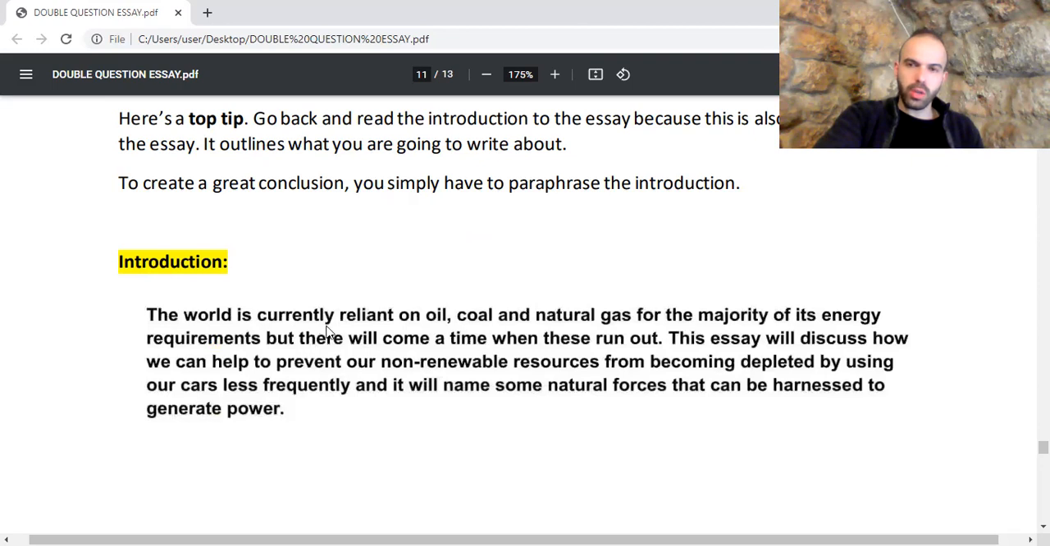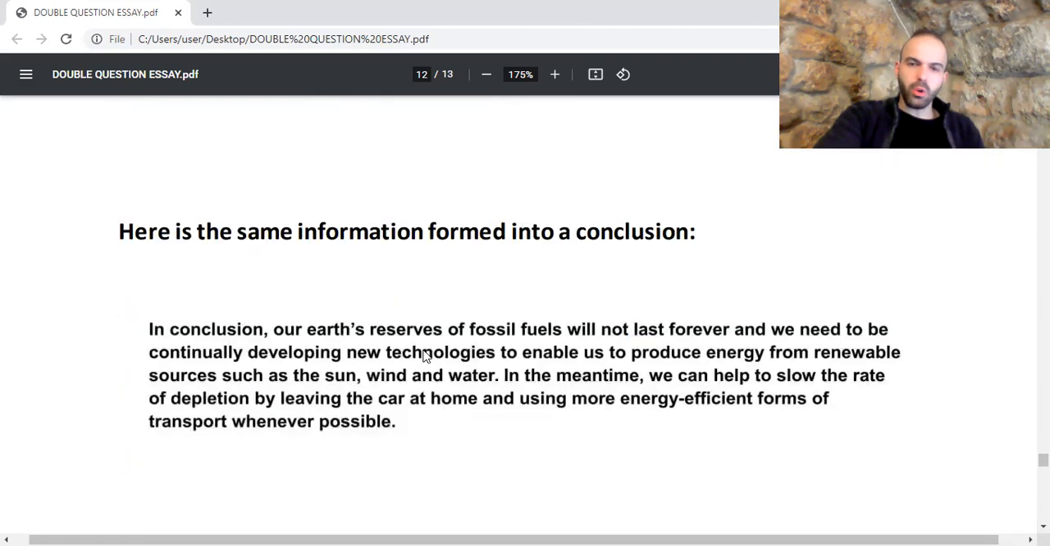So that's the introduction, as you can see. Now let's just paraphrase it into the conclusion. So here is the same information formed into a conclusion. In conclusion, our Earth's reserves of fossil fuels will not last forever, and we need to be continually developing new technologies to enable us to produce energy from renewable sources such as sun, wind, and water. As you can see, I used water instead of ocean and sea, instead of wave power or tidal energy or wave energy.